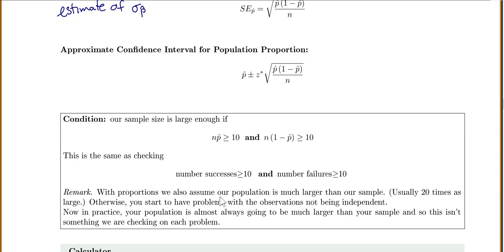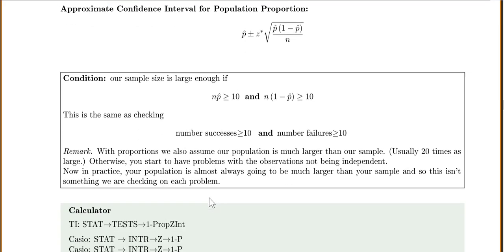Also, with proportions, we also assume our population is much larger than our sample, usually like 20 times as large. Otherwise, you start to have problems with the observations not being independent from each other. Now, in practice, your population is almost always going to be much larger than your sample, and so this isn't something we actually really worry about checking, and we certainly won't check it in this class.